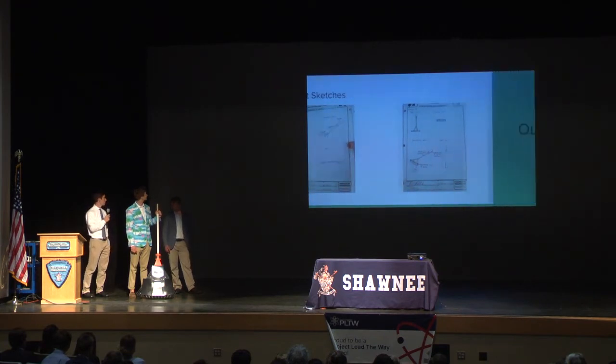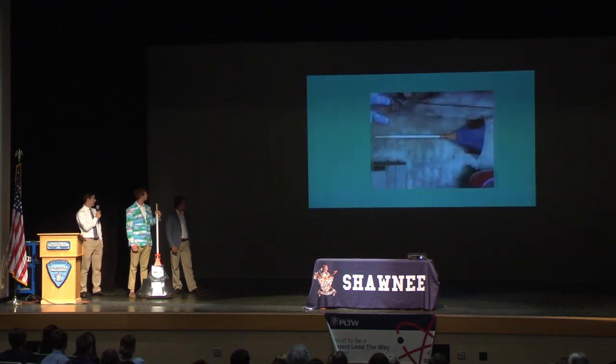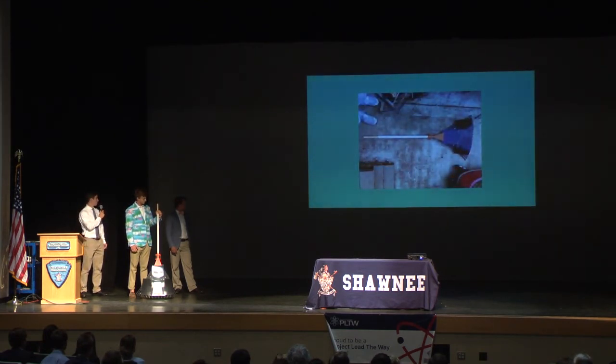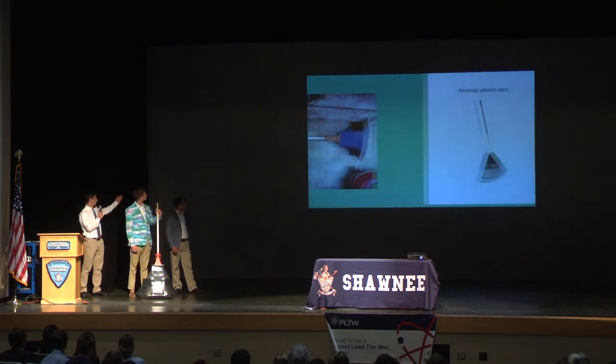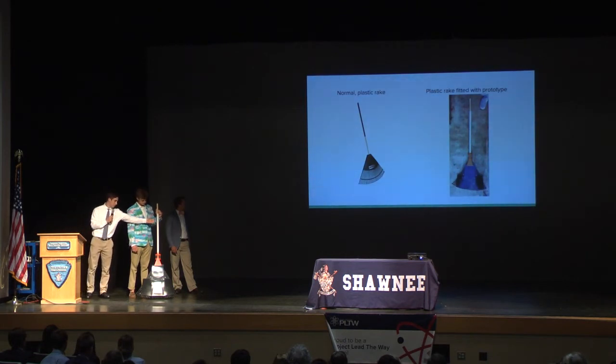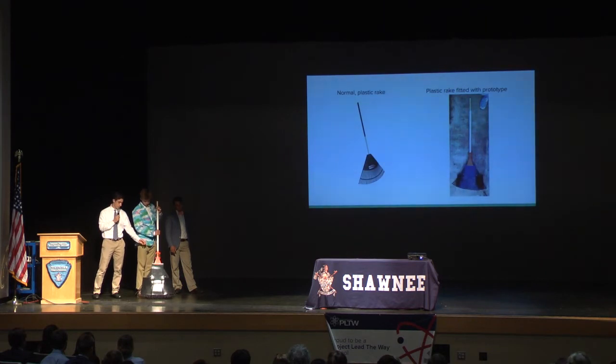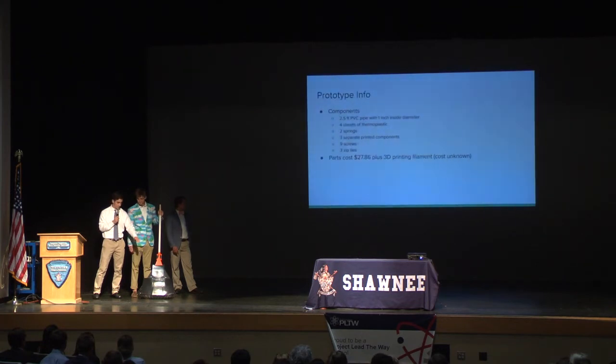So our prototype design, as you can see right here, we called it the Rake 2.0, and it was comprised mainly of a PVC pipe, three 3D printed parts, and thermoplastics, along with a few attachments. So as you can see here, compared to a normal rake, this is the rake fitted with our attachment prototype. So as you can see, we have the PVC pipe, which you would push down from a standing position. This connects to three 3D printed parts around a spring, which helps it come back to its original position. And then these attach to four sheets of thermoplastics. The thermoplastics are what actually come into contact with the leaves, and they are fitted to the curvature of the rake itself.